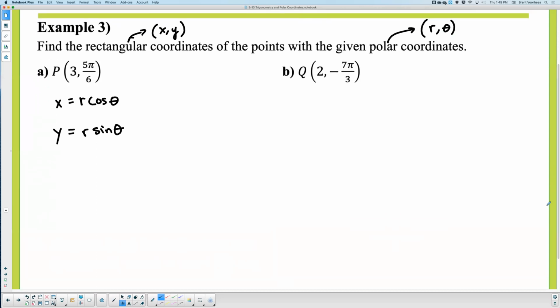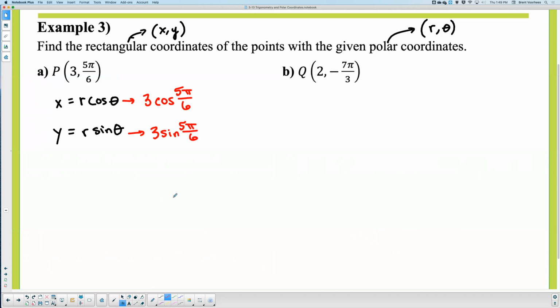Let's substitute in and solve these. So that means x would equal, what's our r? 3 for part A. Cosine, and our theta is 5 pi over 6. And for y, it'll be 3 sine 5 pi over 6.